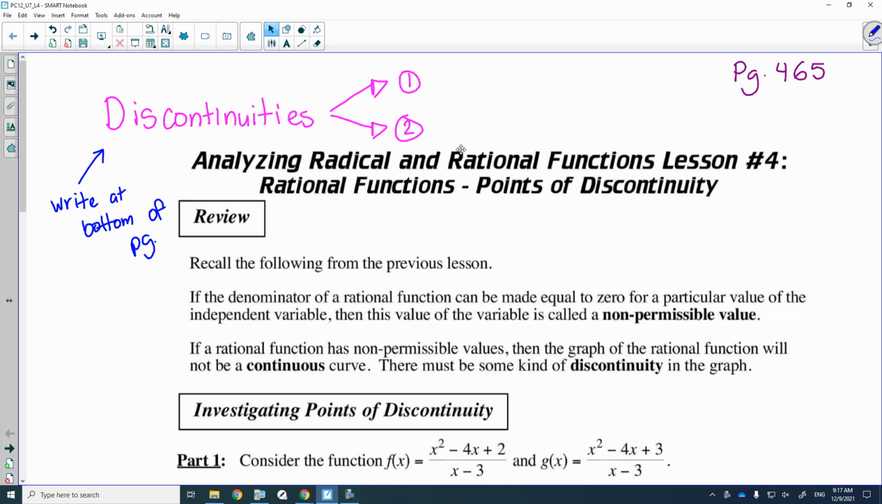So for lesson 4, what I want you to do is you have room at the bottom of your page on page 465. I want you to write this word: discontinuities. So just at the bottom of this page. Discontinuities.